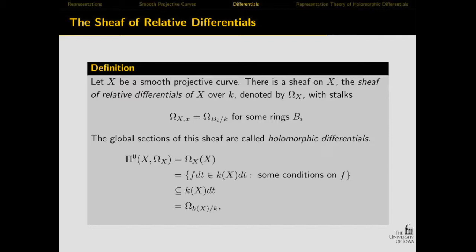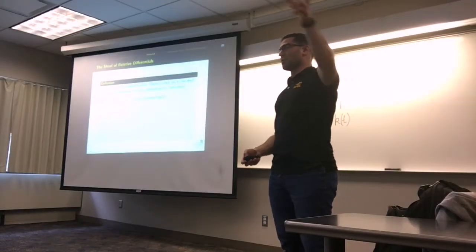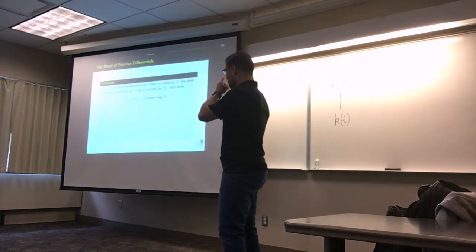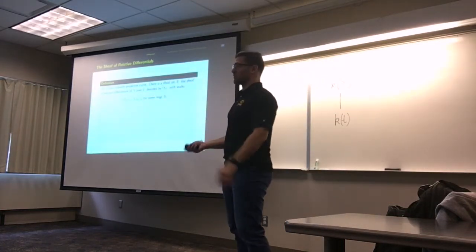And what are these stalks? They are modules of relative differentials for some rings B_i. So that's what this stalk looks like. And in fact, with a curve, you only need 2 rings B_i, so that every stalk will either look like the module of relative differentials for B1 or the module of relative differentials for B2. But that's what these stalks are. They're these modules.